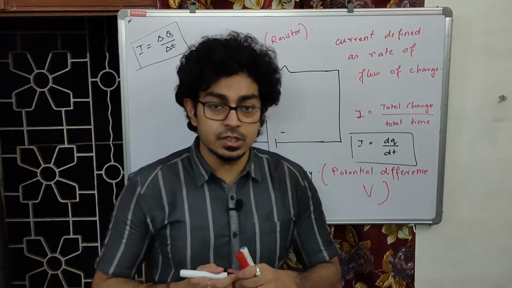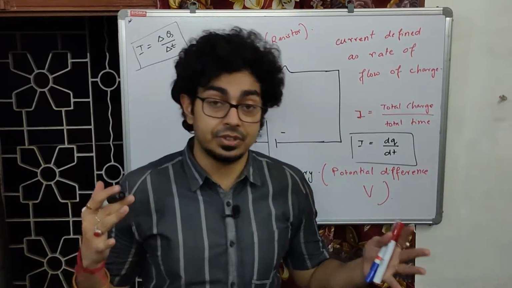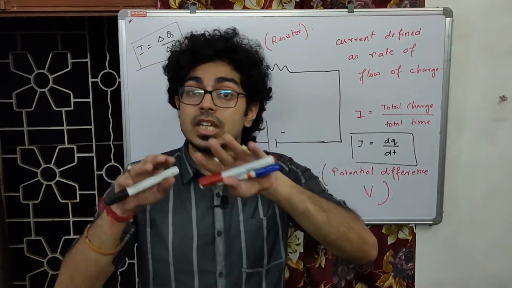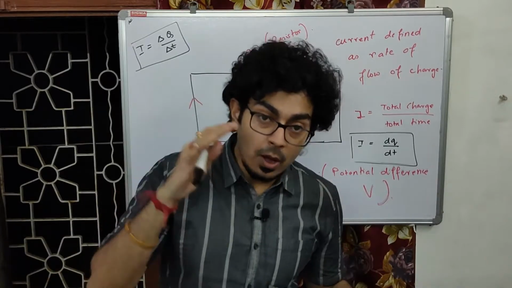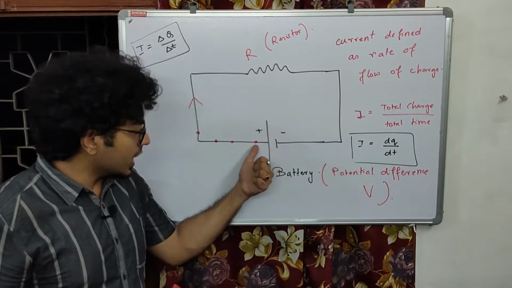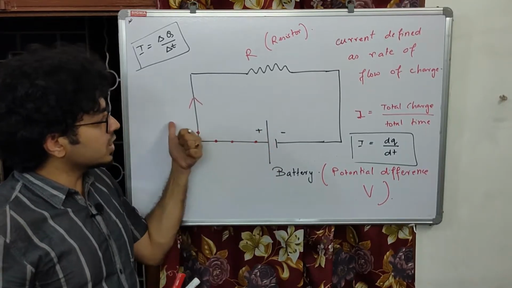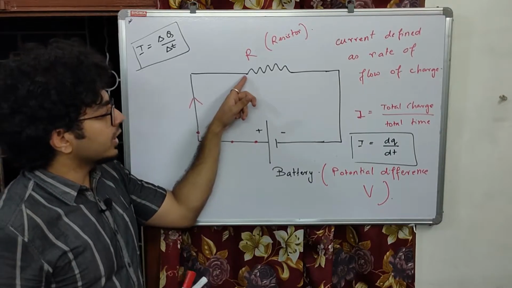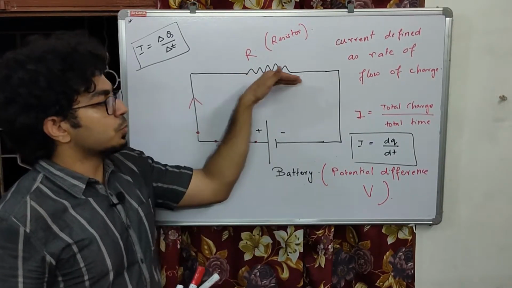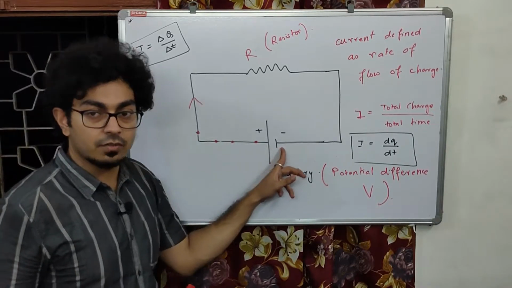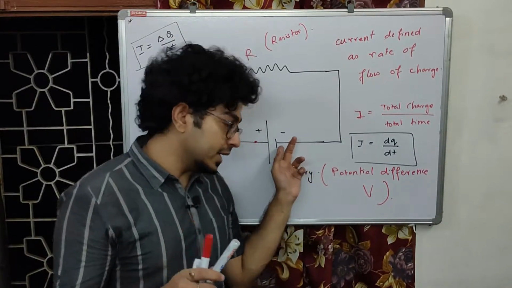So why is current flowing? Because there is a flow of electric charge. And how does this electric charge come to flow? Because there is a potential difference. Now imagine this scenario. These electric charges are flowing from high potential. When they flow through the resistor, the potential gets dropped, and then they return to the negative terminal of the battery.